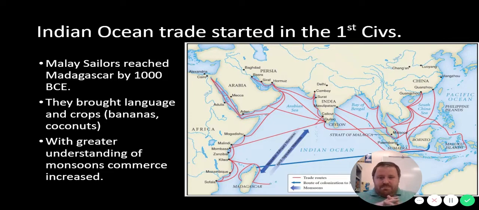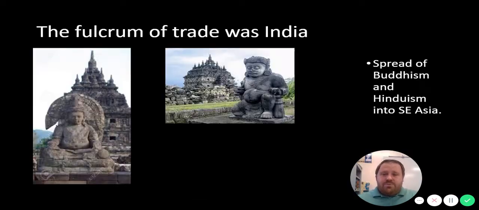So you see this in Madagascar around 1000 BCE, meaning that some sailors made it all the way across the Indian Ocean, and that's when the first of this trade really started. But with greater understanding of monsoons, commerce increased as people began to chart the monsoons and figure out, hey, this is when these winds are going to come every year, and you can count on it. Then you can plan your sailing a lot better, and it makes it to where you can have more and more commerce and more trade, and it can be that much more efficient.